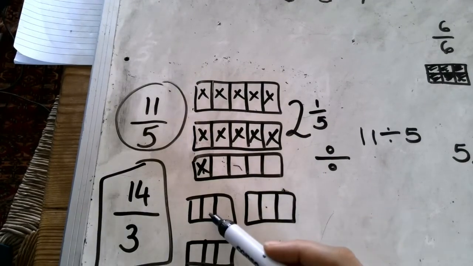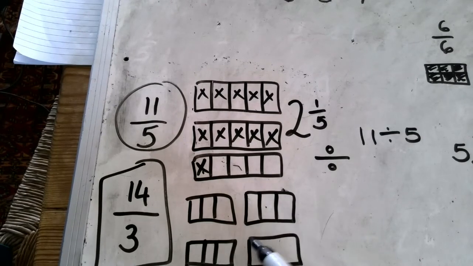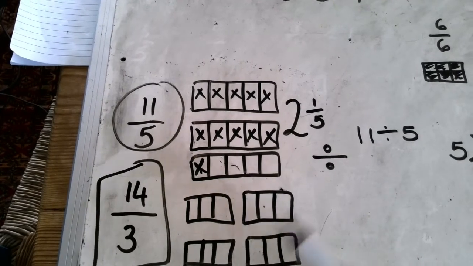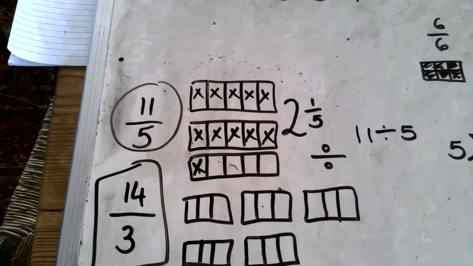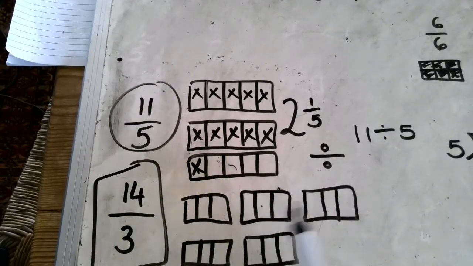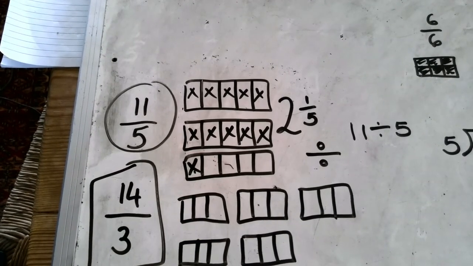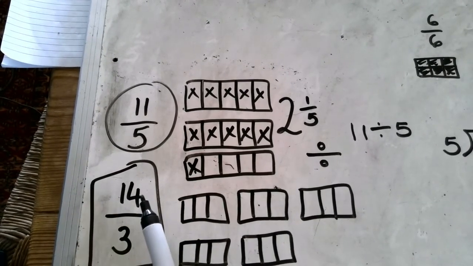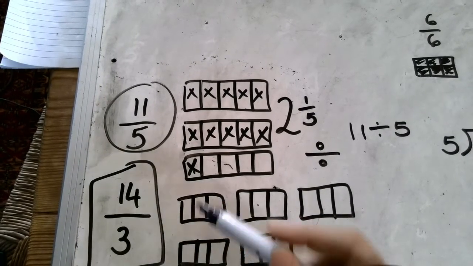Okay, 3, 6, 9, 12, 15. I have 15 thirds there. 5 rectangles each split into 3. That's 5 lots of 3, 15. So I think I'm going to stop drawing now because I only need 14 thirds. So let's colour in 14 thirds.